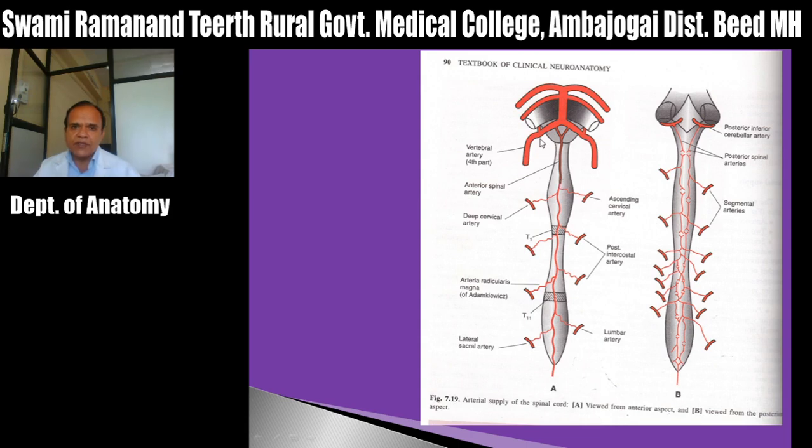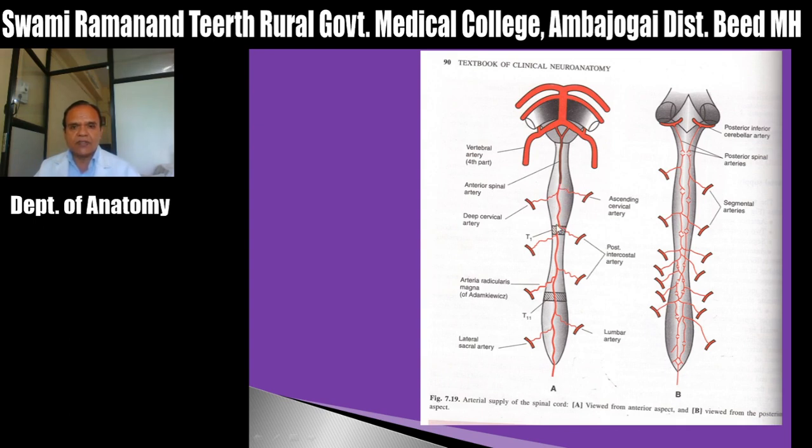It is the branch of the vertebral artery. Can you see on both sides? This is the right and this is the left. The vertebral artery gives a branch, and both of these branches join together and form the anterior spinal artery.